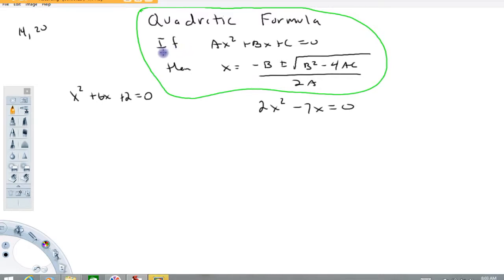Basically, if you have any equation in this form, ax squared plus bx plus c equals 0, then the solutions of it are x equals minus b plus or minus the square root of b squared minus 4ac, over twice a. The quadratic formula is a wonderful way to try to solve quadratic equations.